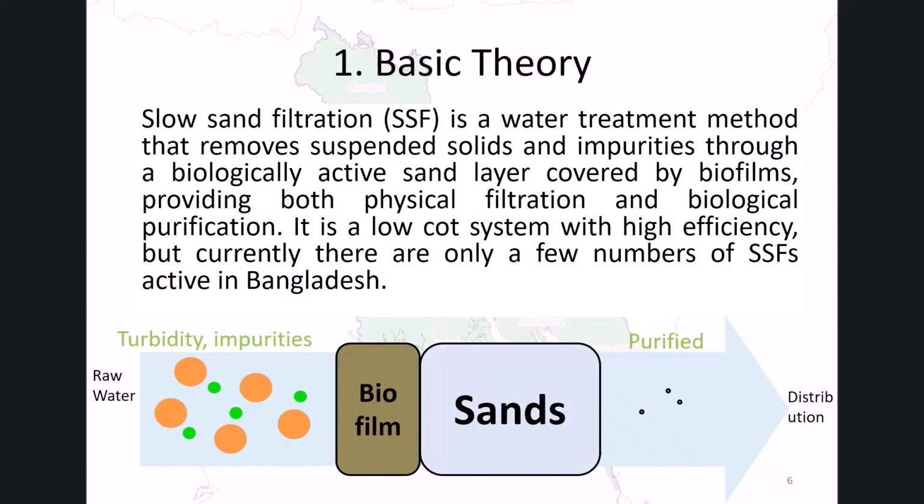Slow sand filtration is one of the oldest and most reliable biological water treatment technologies still used in piped drinking water supply systems. What makes this system fundamentally different from many mechanical or chemical treatment processes is that the main treatment is performed not by machines, but by a living biological layer that develops naturally on top of the sand bed. Raw water containing turbidity, suspended solids, and organic impurities enters the filter from the top.